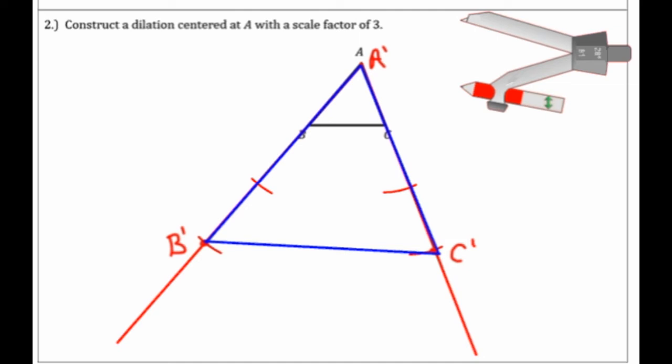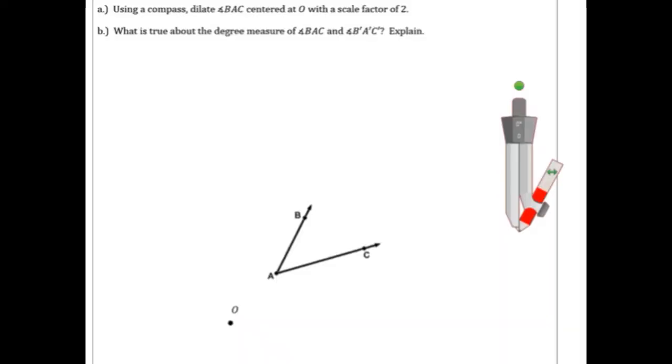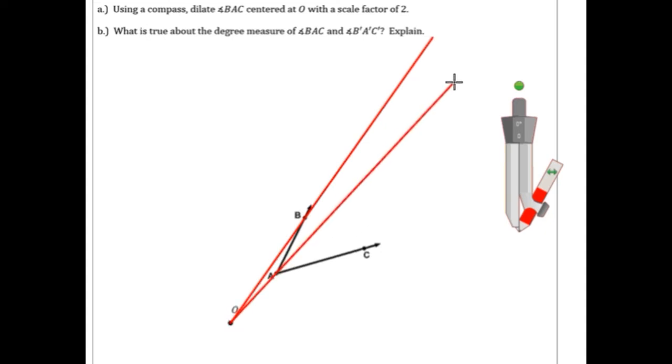Okay, so anyways, label the image and trace out the image. A prime, B prime, C prime. Okay, one more video. So, number 3, we want to dilate angle BAC centered at O with a scale factor of 2. The very first step is to take your straight edge. And from the center of dilation O, you are going to extend lines out through B, through A, and through C, each going back to the center of dilation.